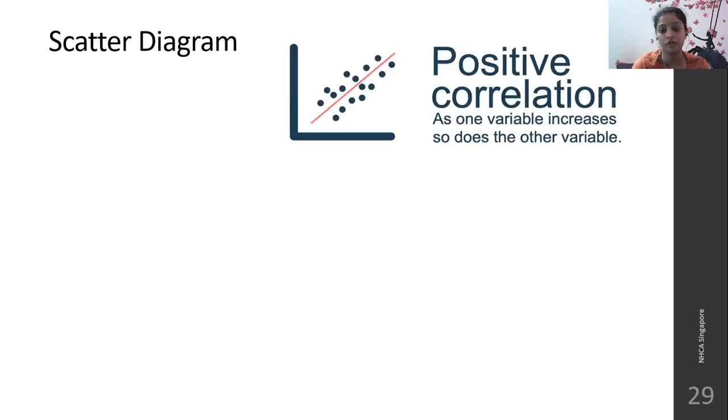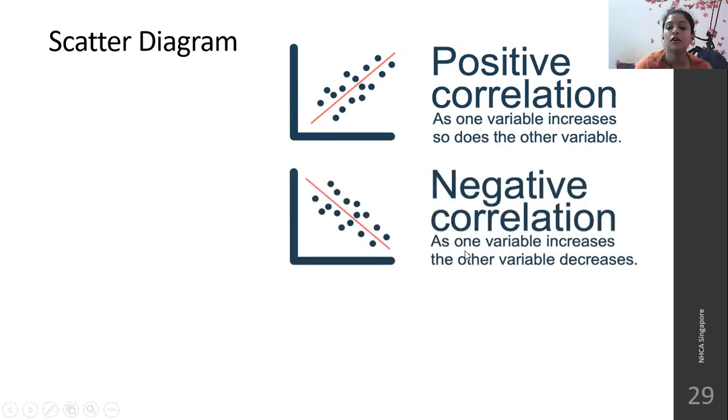Positive correlation, for example: an increased amount of smoking will increase the chance of getting lung cancer. That's a positive correlation. You can see the line going upwards. Negative correlation: as one variable increases, the other variable decreases. For example, if you increase the time of exercise, the chances of obesity will be reduced.